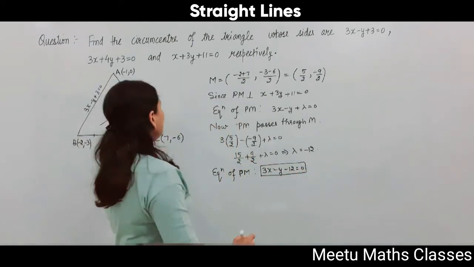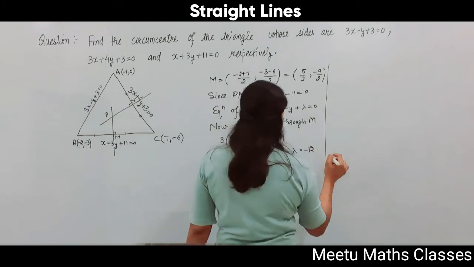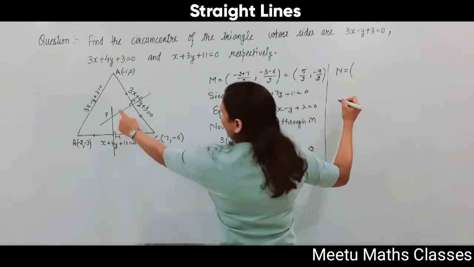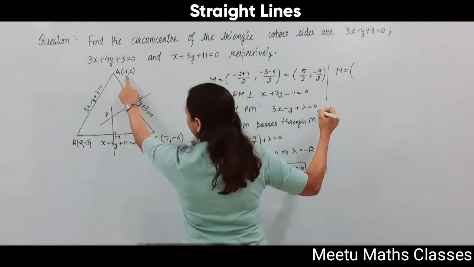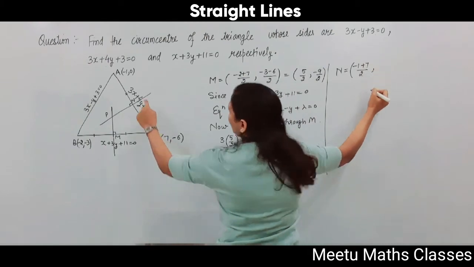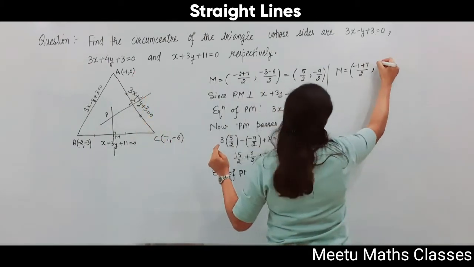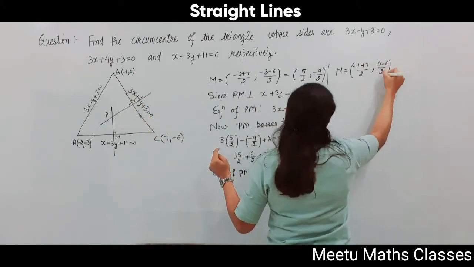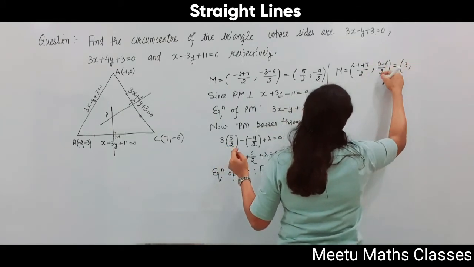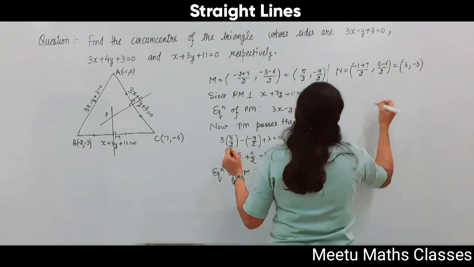Similarly, you can find the equation of PN. PN के लिए you are going to first find out N, and N is the midpoint of A and C. (-1 plus 7) upon 2, (0 minus 6) upon 2. So this is 6 upon 2, that is 3, and minus 6 upon 2, minus 3.